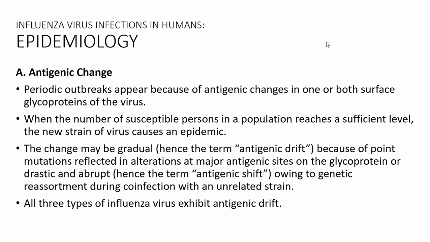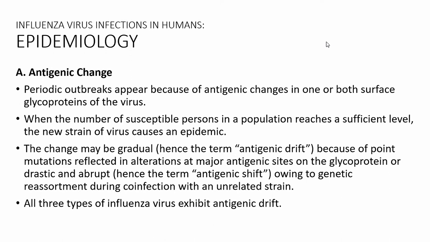For antigenic change, periodic outbreaks appear because of antigenic changes in one or both surface glycoproteins of the virus. When the number of susceptible persons in a population reaches a sufficient level, the new strain of virus will cause an epidemic. The change may be gradual, which is known as antigenic drift, because of point mutations reflected in alterations at major antigenic sites on the glycoprotein, or drastic and abrupt, which is antigenic shift, owing to genetic reassortment during co-infection with an unrelated strain.